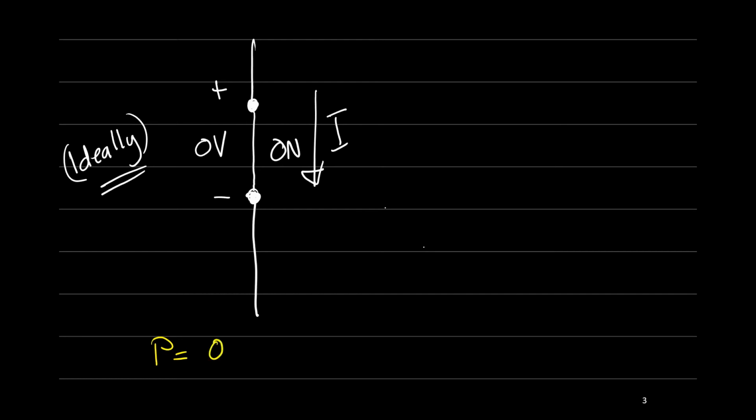If you try to calculate the power, then the power will be 0 volts times the current, which is 0 watts. And this means that the losses when the switch is on are equal to 0. The power loss is 0.